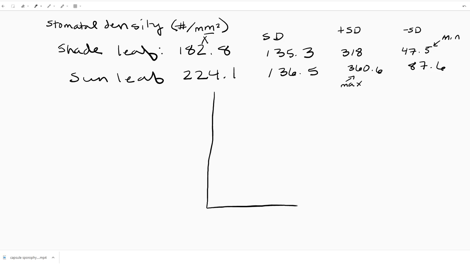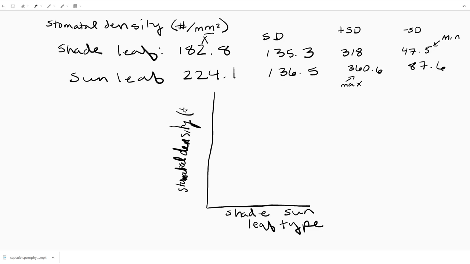Alright, so my figure is going to consist of 2 bars, one for my shade and one for my sun leaf. So my leaf type label is down here, and again I'm going to have a shade and a sun leaf. My y-axis is my dependent variable, so that's going to be stomatal density. And don't forget your units. So number per millimeter squared.